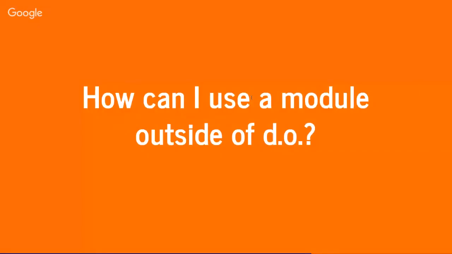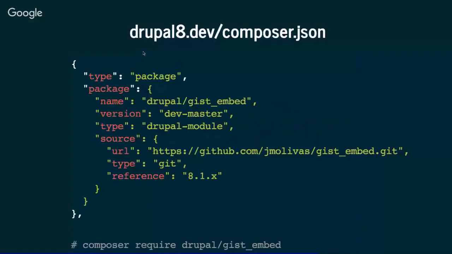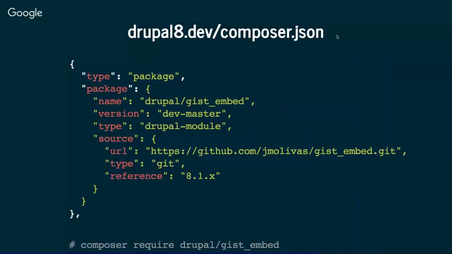Okay. Maybe you're thinking, how can I use a module outside of Drupal? Maybe you are making some changes in a module, or you just created the module and put it in GitHub instead of Drupal.org, which sometimes happens, and you can create your own package. Within the Composer JSON file of your project, you can define a new package and assign it a type.